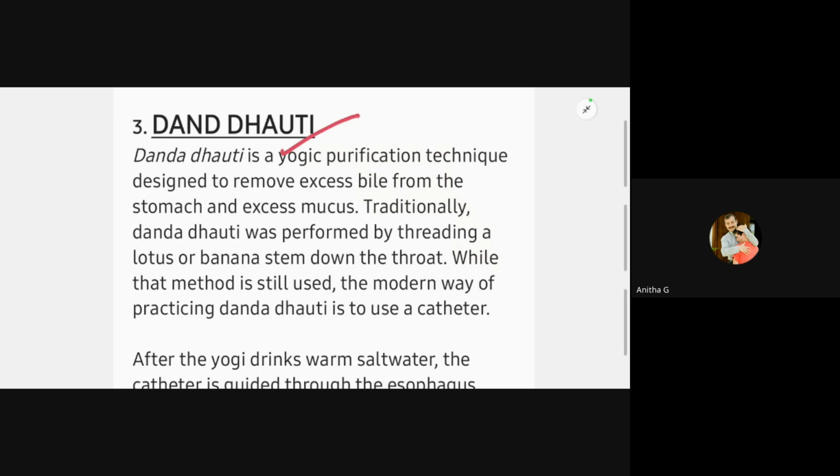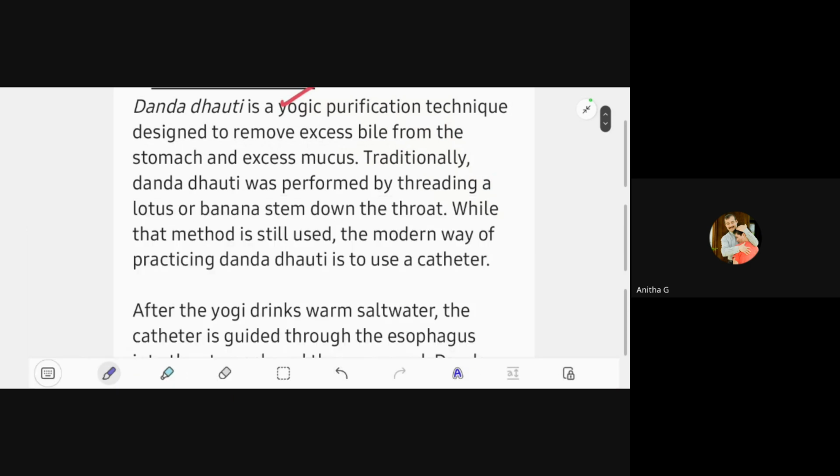So right now, Danda Dhoti is a yogic purification technique. Give me a minute. Sorry.